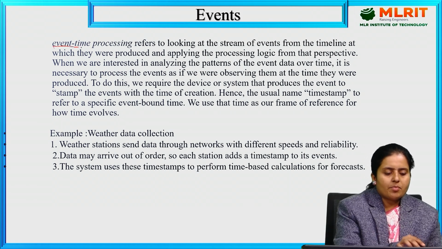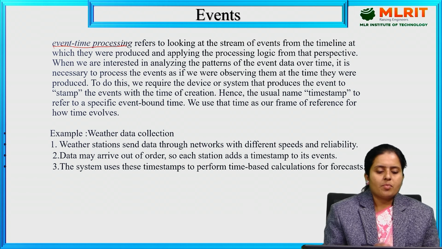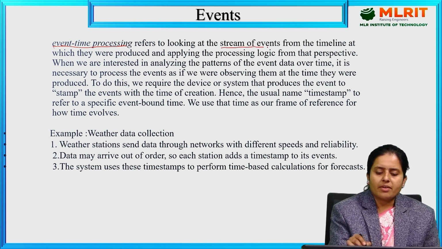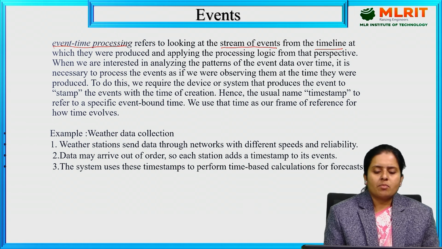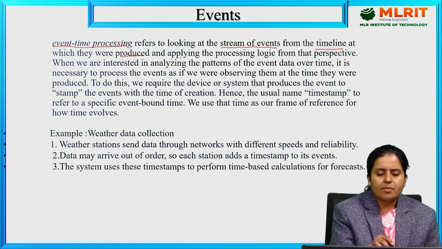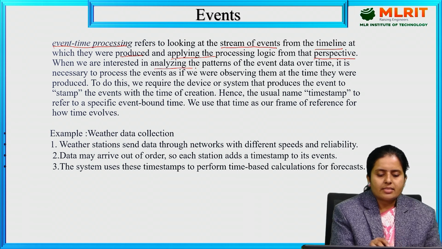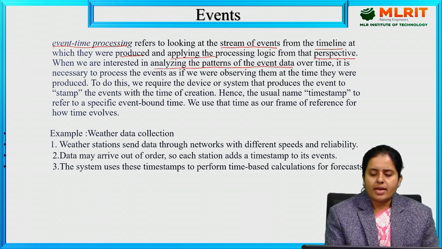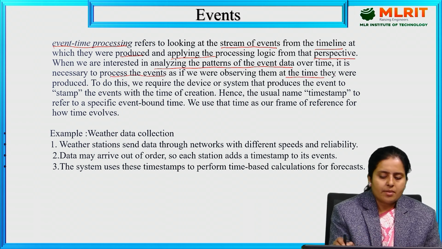So, event time processing. With respect to stream data, the data is continuously coming into the data source. Event time processing refers to looking at the stream of events from the timeline, which means that based on some time intervals, we can calculate the number of events in a stream, at which they were produced, and apply the processing logic from that perspective. When we are interested in analyzing the patterns of the event data over time, it is necessary to process the events as if we were observing them at the time they were produced.